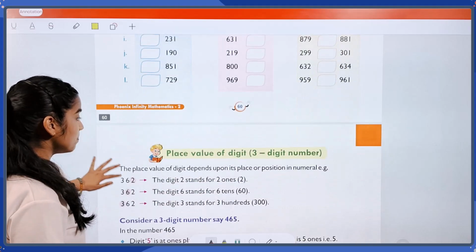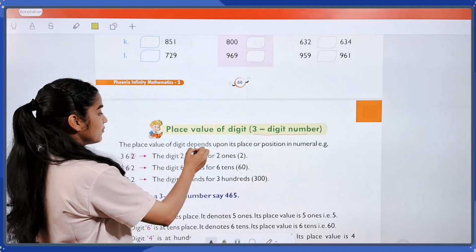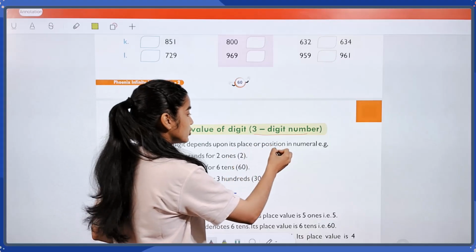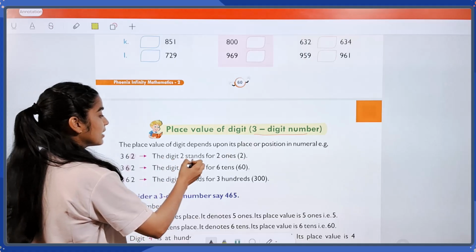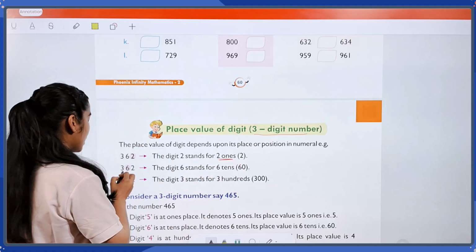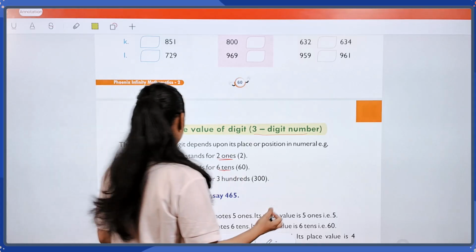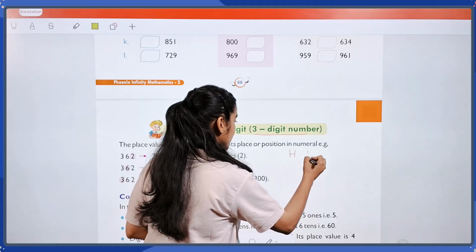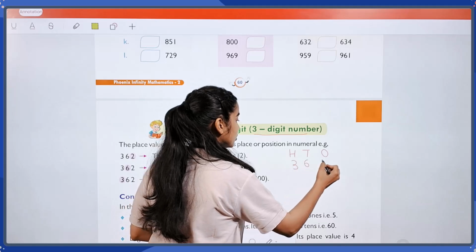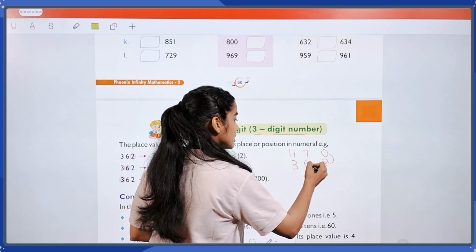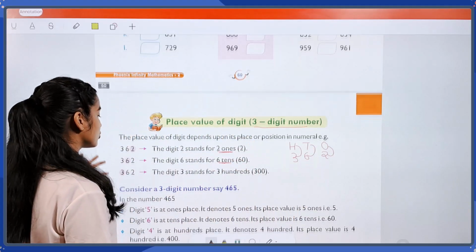Now place value of a digit in a 3-digit number. The place value of a digit depends upon its place or position in the numeral. Example 362. The digit 2 stands for 2 ones. The digit 6 stands for 6 tens. If I write hundreds, tens and ones, then in 362 we have 2 ones, 6 tens and 300. So these are the value and the place value or position we are showing.